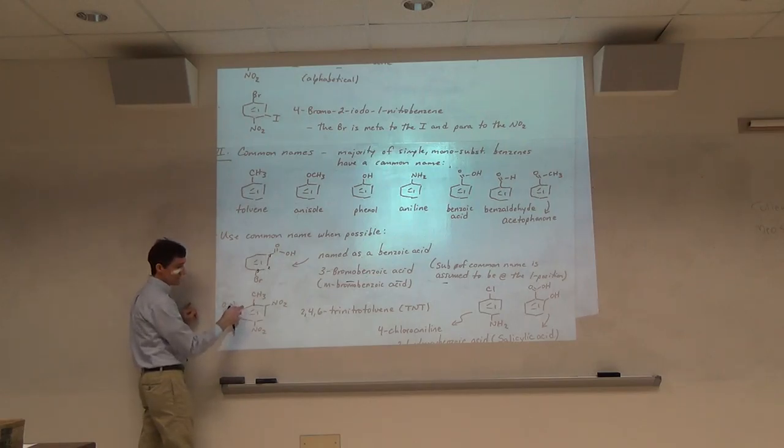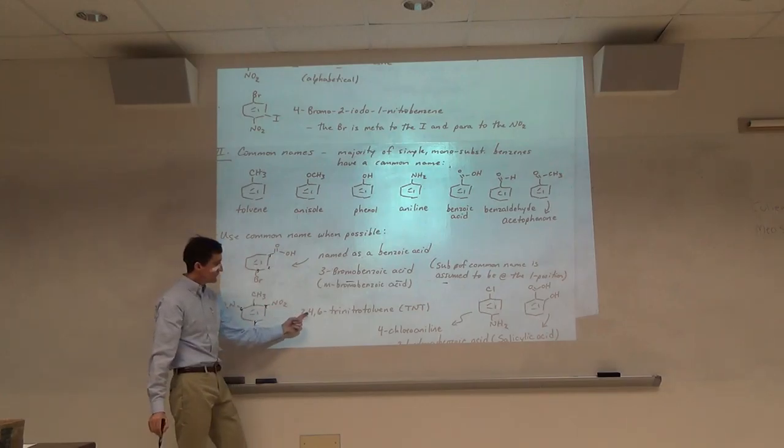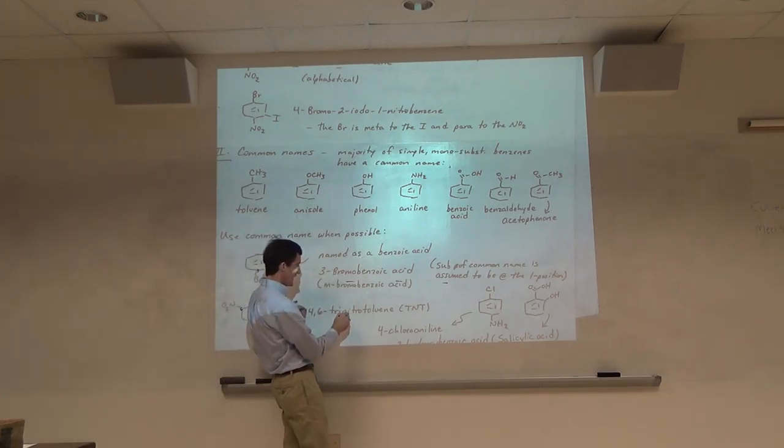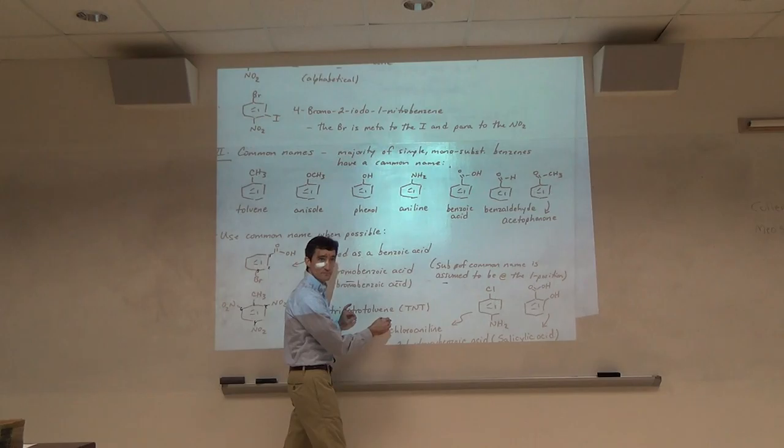What numbers do you want to give them? 2, 4, 6-trinitrotoluene. What do you want to call that? TNT.